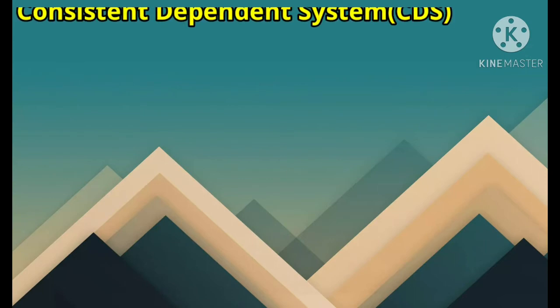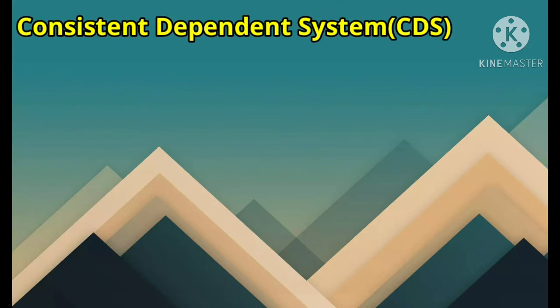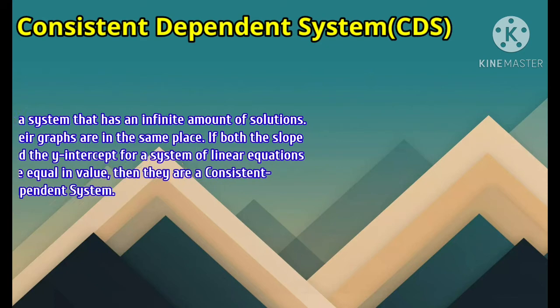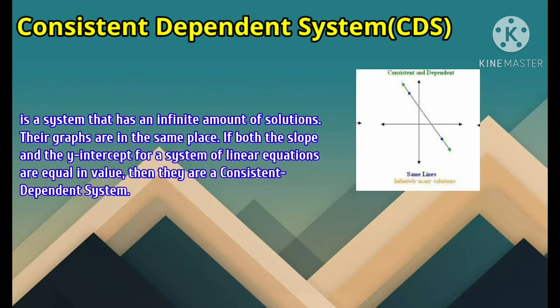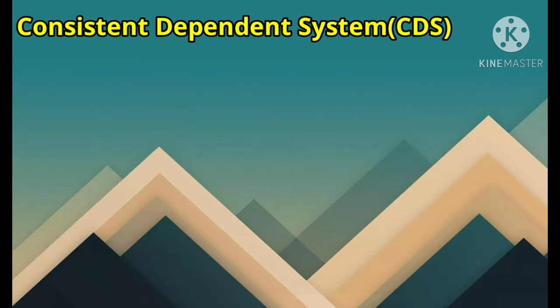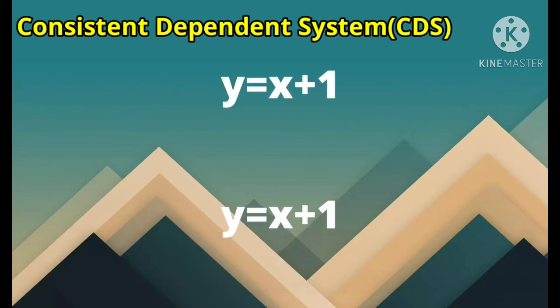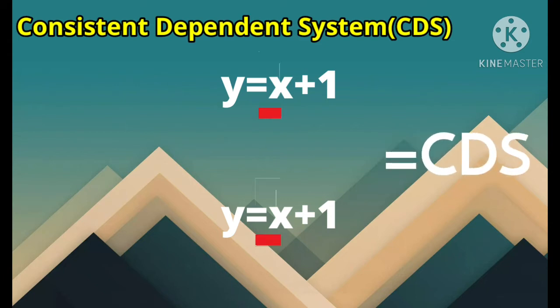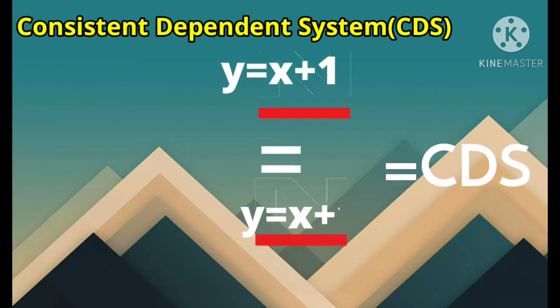Next, the CDS, or consistent dependent system, is a system that has an infinite amount of solutions. Their graphs are in the same place. If both the slope and the y-intercept for a system of linear equations are equal in value, then they are a consistent dependent system. An example of a consistent dependent system would be y equals x plus 1 and y equals x plus 1. This system of linear equations is a CDS since it is easy to tell that both the slope and the y-intercept values are the same.